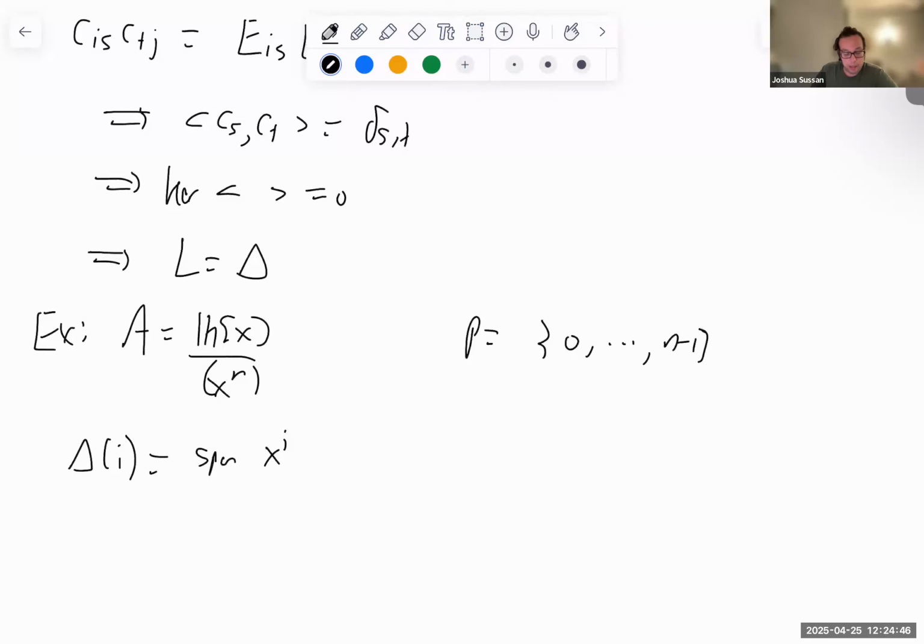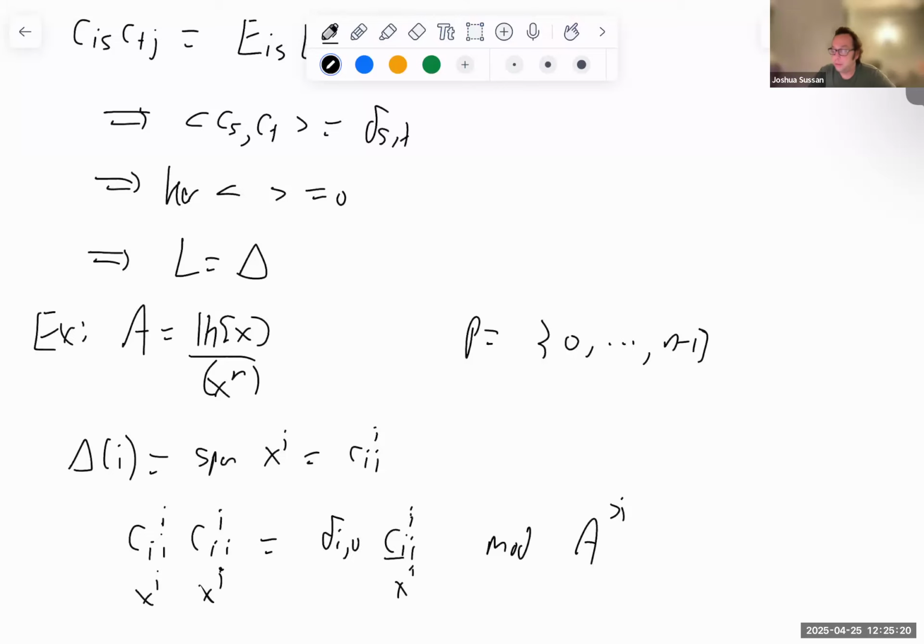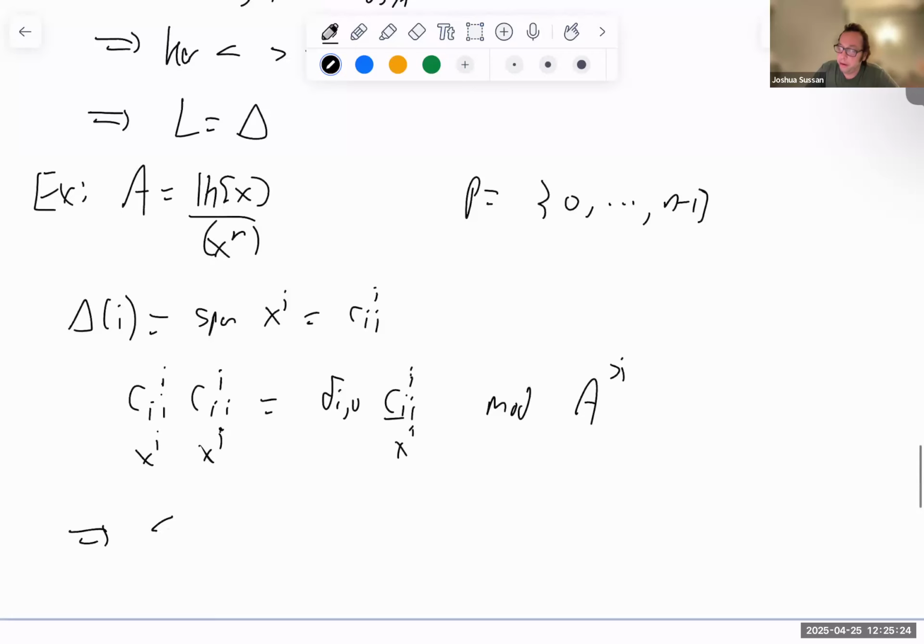And now if we multiply c, so this was c_ii, and if I multiply c_ii times c_ii, this is some coefficient, which I'll put down in front in a second, mod A greater than i. Well, again, this is x to the i, and this is x to the i, and this is x to the i. Well, the only way that this survives is if i is 0. So this tells us that the pairing of x^i with x^i is equal to 1 if i is equal to 0, and it's equal to 0 otherwise.